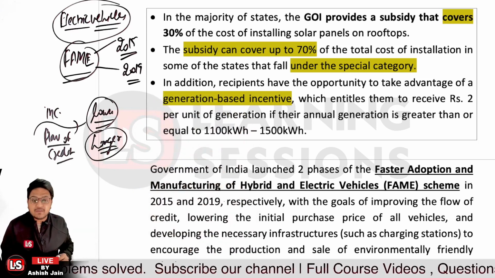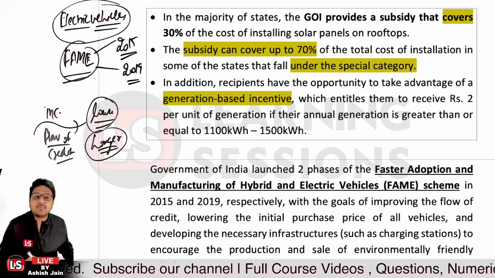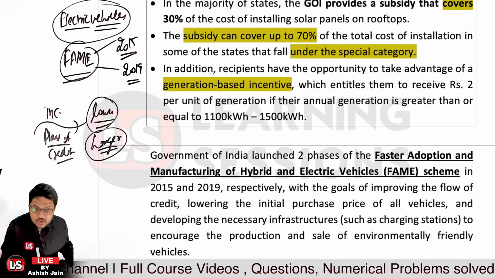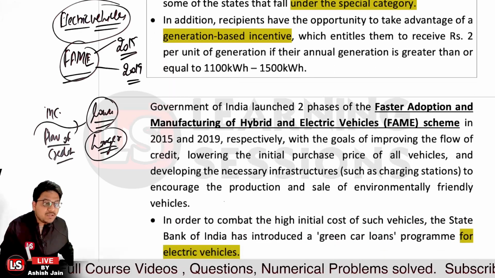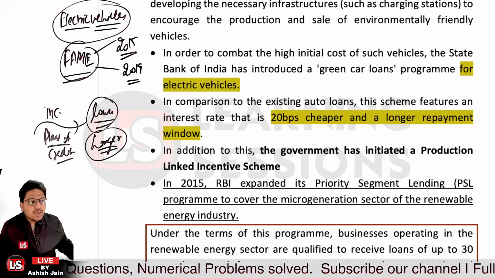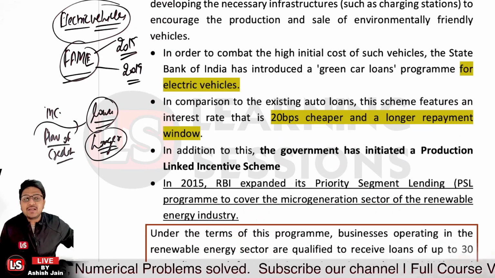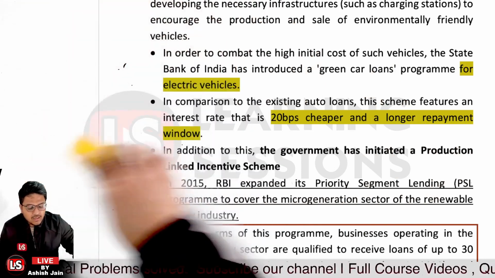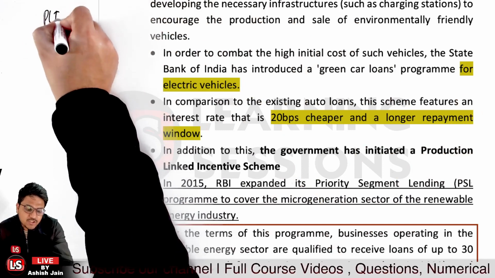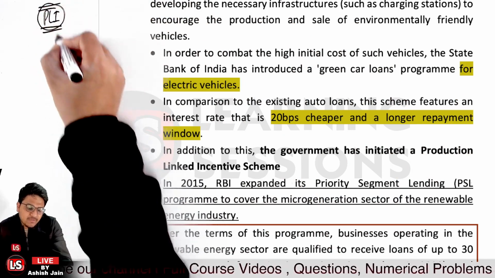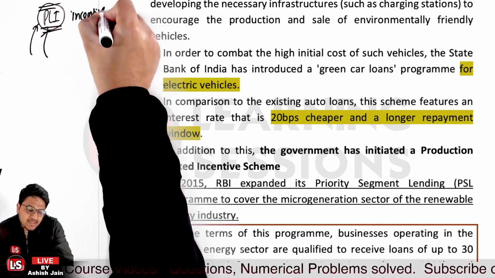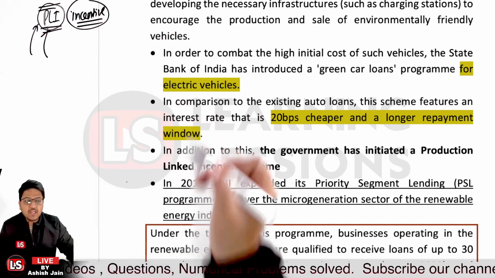So those benefits were given so as to encourage the production also, right? And also developing the necessary infrastructure so that the production and sale of environmentally friendly vehicles can be increased, right? That was the main thing related to it. Further, government also initiated the production linked incentive scheme. Government launched PLI, that is production linked incentive scheme, that if you are producing electric vehicles you will be getting some incentives. It may be the case that lesser taxes are imposed or you will be getting some subsidy, something like that, right?